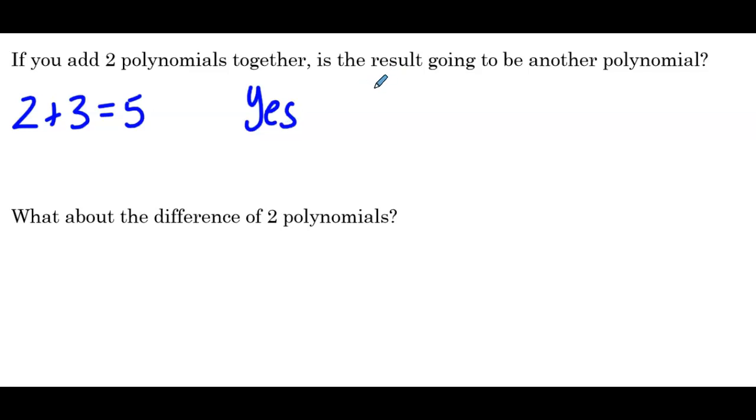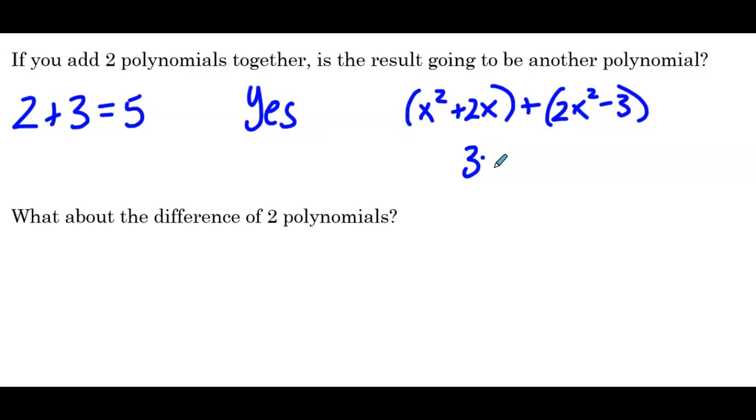So the answer here should be yes. Right? And we can even create a more difficult example. We could say x squared plus 2x and then plus 2x squared minus 3. Combining our like terms, we have 3x squared plus 2x minus 3. Okay, so really any polynomial that you choose, we add it to another polynomial, we're still going to get a polynomial. Okay, in math, we call that a closed set. Right? Every operation still gives us something in that set.